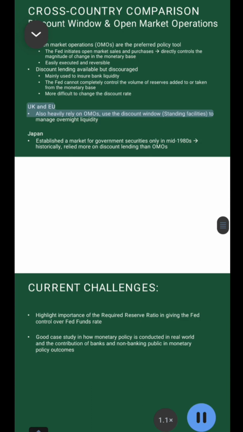UK and EU also heavily rely on OMOs, and use the discount window and standing facilities to manage overnight liquidity. Japan established a market for government securities only in the mid-1980s. Historically, it relied more on discount lending than OMOs.